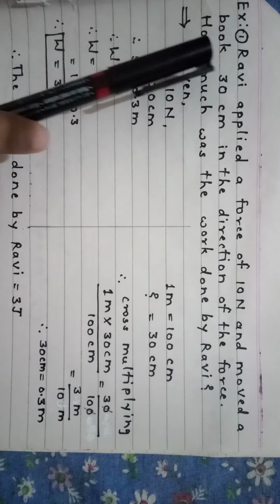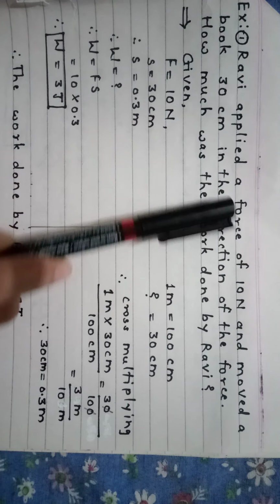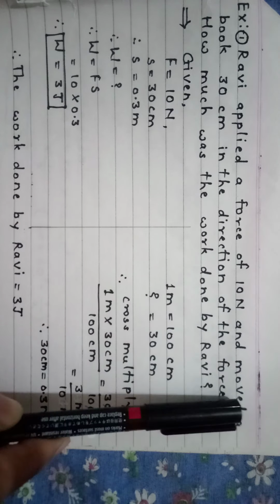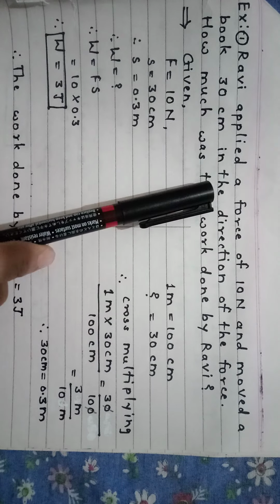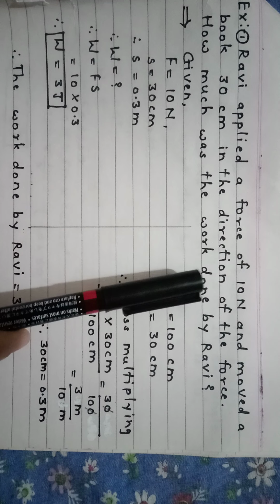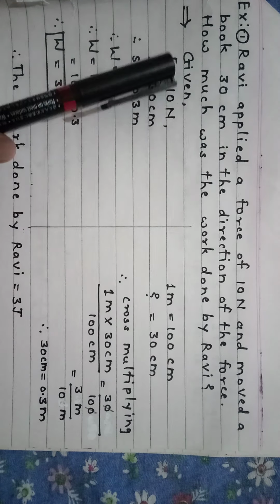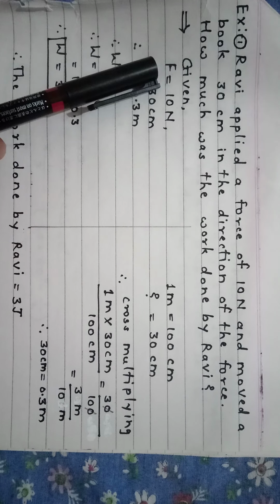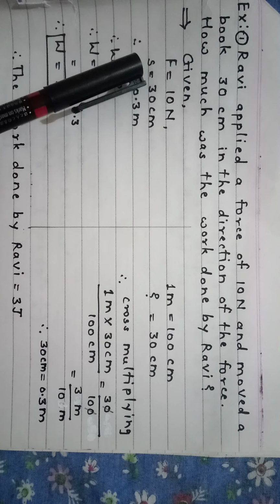Today we are going to see examples based on chapter number 2, that is work and energy. Example number 1. Ravi applied a force of 10 Newton and moved a book 30 centimeter in the direction of the force. How much was the work done by Ravi? Here given things are force is equal to 10 Newton.